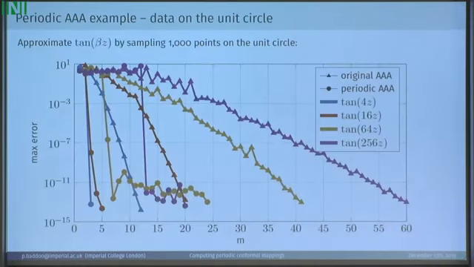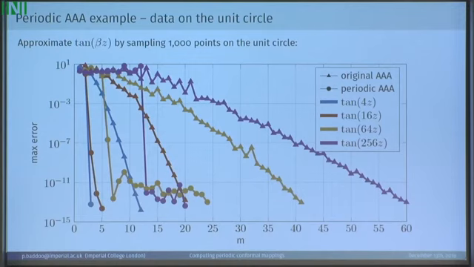So this is some data that is taken from the original AAA paper by Yuji Nakatsukasa, Olivier Sète and Nick Trefethen. So here we are approximating tan of beta z by sampling 1,000 points on the unit circle. And the circles represent periodic AAA, and the triangles represent original AAA. And it's for a range of frequencies. And you can see that telling AAA the period improves the performance by quite a long way. So here it just needed three cotangents to get an accurate representation. We set it to 10 to the minus 13 in this case, in terms of accuracy.